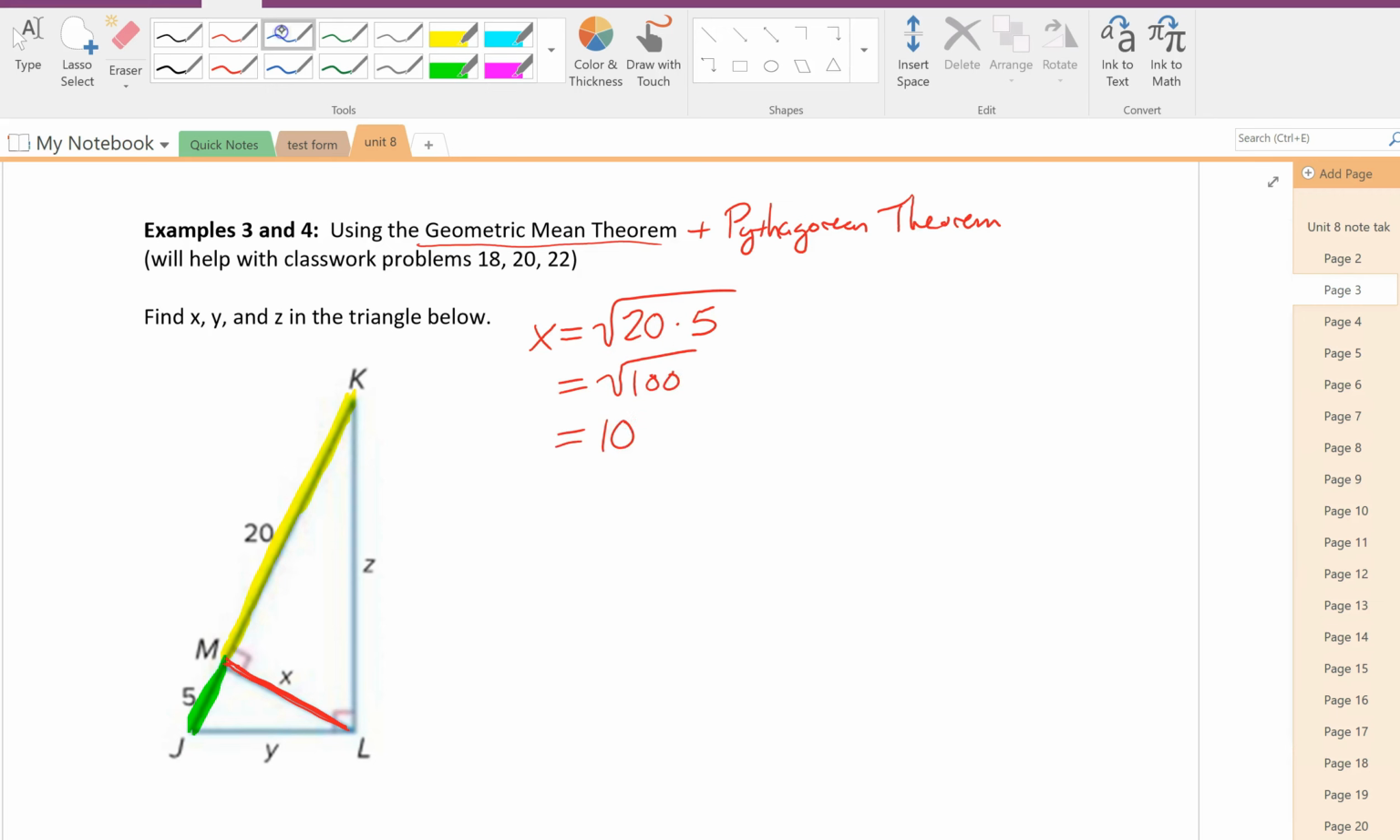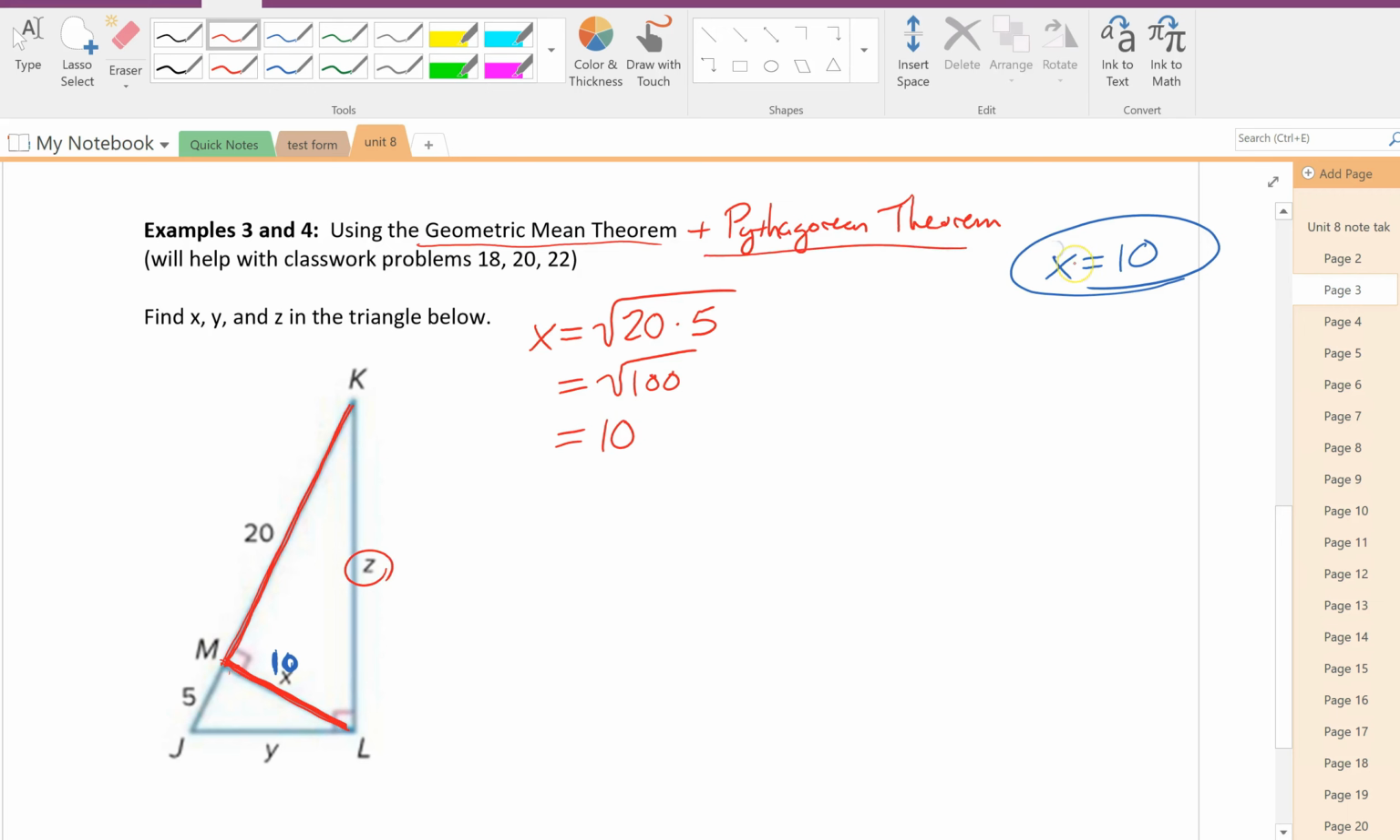So I'm going to go over here and in a different color, I'm going to just note that x here is 10. And then right here I'm going to write 10 because that might come in handy later if I know that that side is 10. It's actually going to come in handy right away because now what I notice is that I have this side right here, which is 20, this side right here, which is 10. So now I can solve for z.